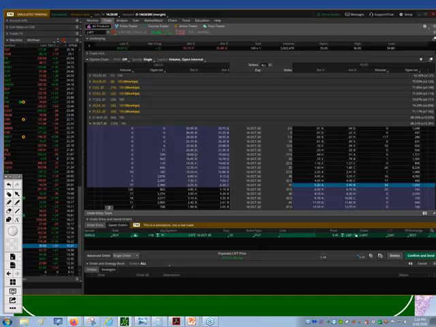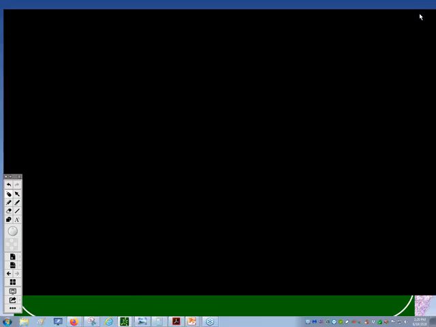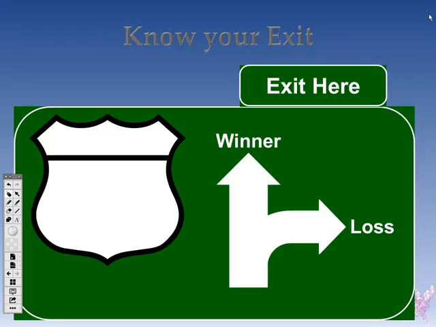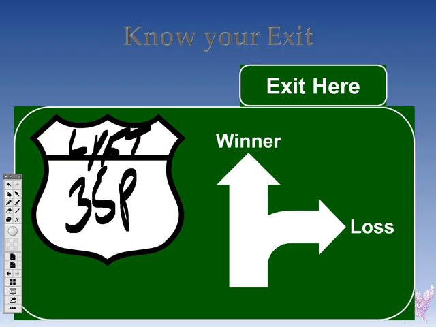Or a 50% increase in my premiums here is usually what I'm looking at, right? So if I go back to here, my exit on a winner, we got lift. We're taking lift on the 35 puts, all right? The loss, I'm getting out if it goes above 41, and on a winner, if it goes down to 30 is where I'm looking to get out, right?